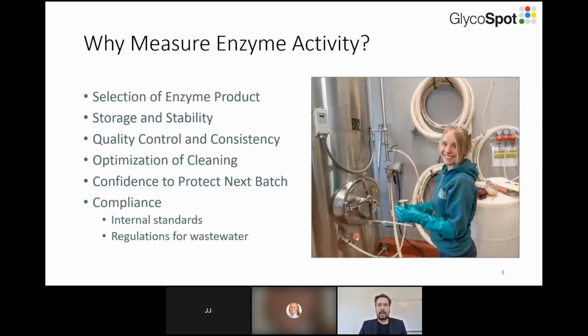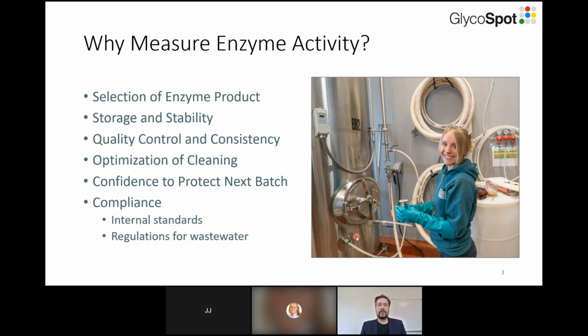Additionally, by measuring enzyme activity, you can have an extra level of quality control and consistency in your process, so that you know that every time you're running your process, you're getting the same performance as you would expect, and that there's not something wrong, or that a small mistake wasn't made, or that things aren't out of spec. So it's a way of monitoring your process and ensuring consistency in your cleaning process.